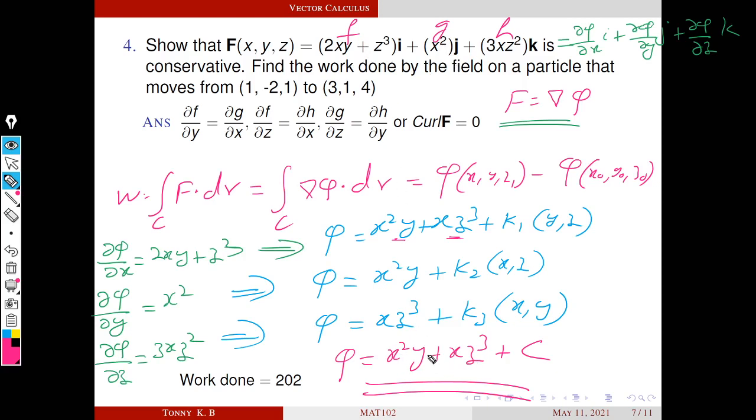Now you can easily find this work done using this formula. You simply substitute our end value. What is the end value? The end value is (3, 1, 4). So we have to compute phi of (3, 1, 4) minus phi of (1, 1, -2). Okay, you plug in these two values in this phi, we get 202. That's the idea. This is equal to 202. You can easily verify these steps.